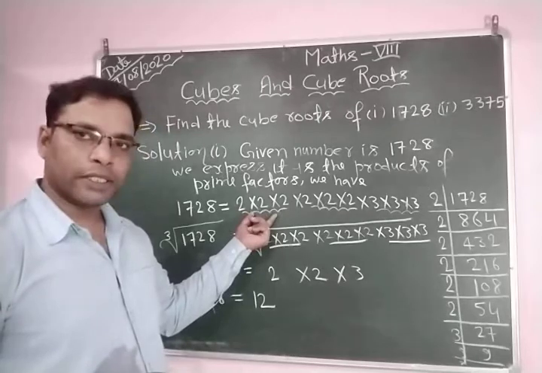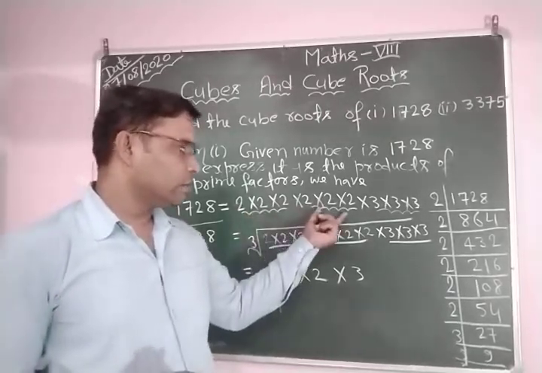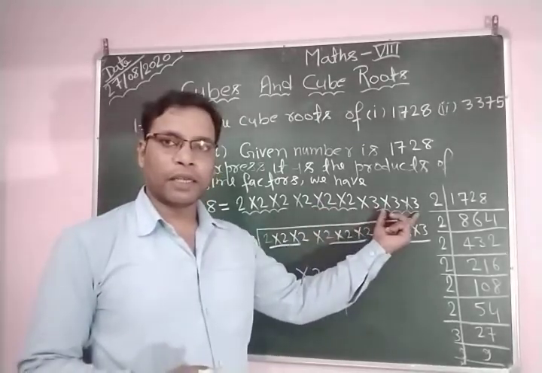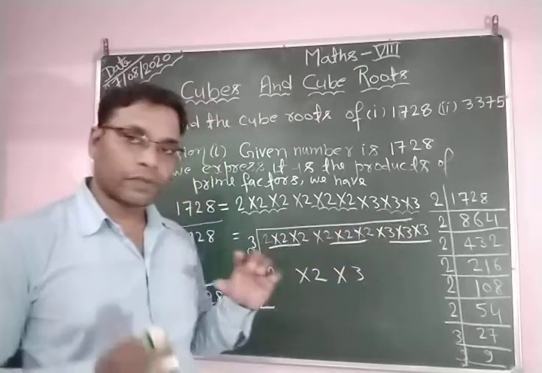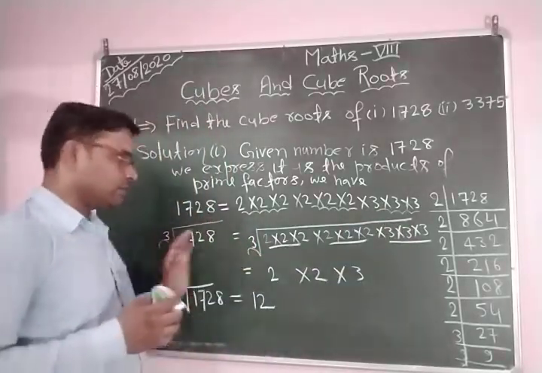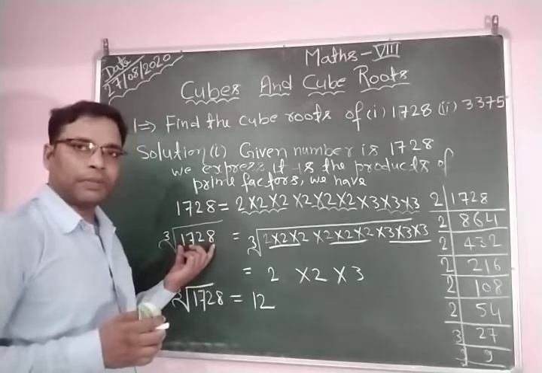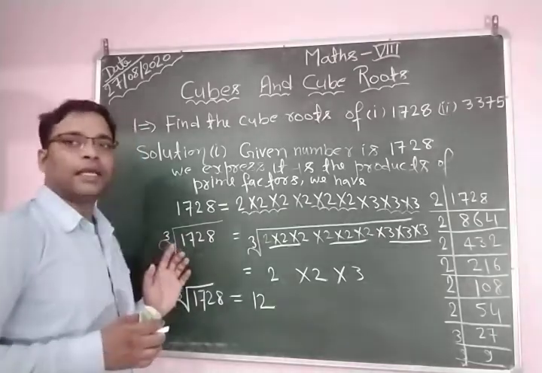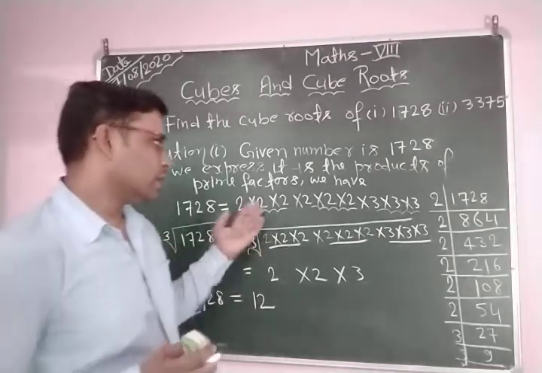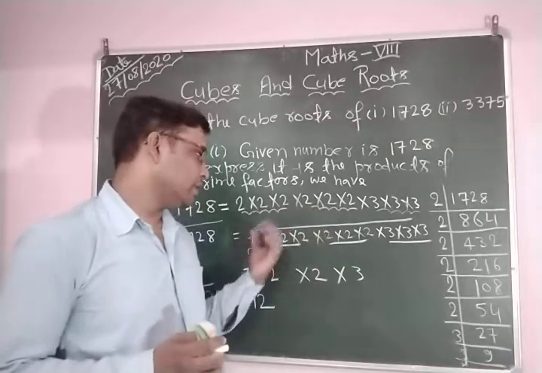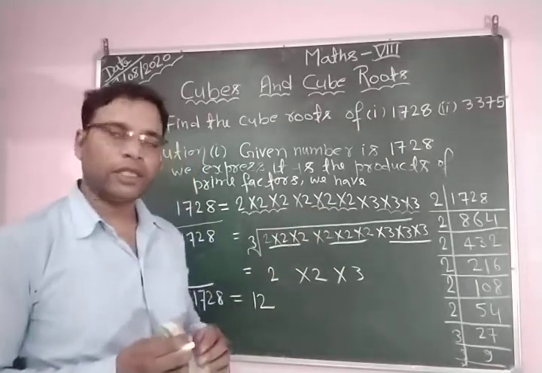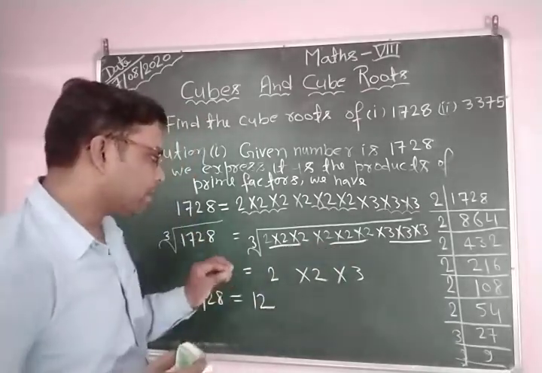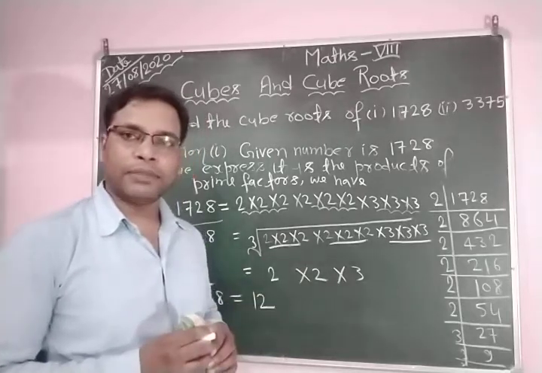This is a group triplet of equal prime numbers, this is another group triplet of equal prime numbers, this is 2, and this is a group triplet of equal prime numbers, this is 3. After this we take the cube root on both sides. So we find the cube root of 1728. We write the product of prime factors of 1728 under the cube root, and after this we take one prime number from each group of prime triplets.